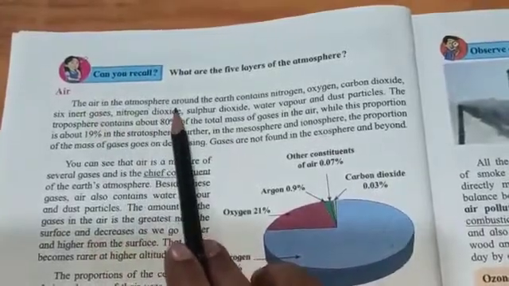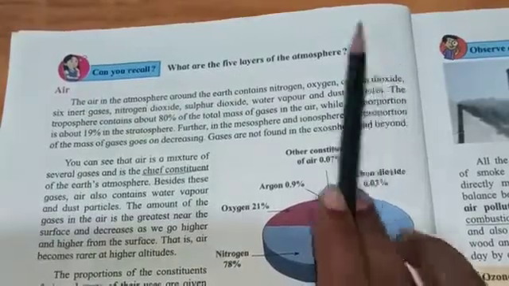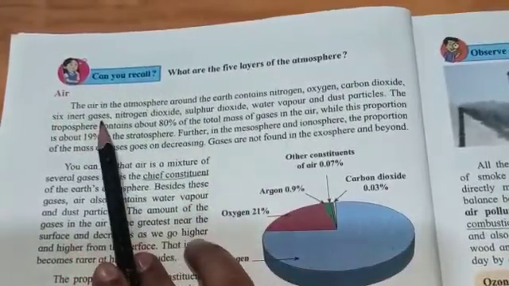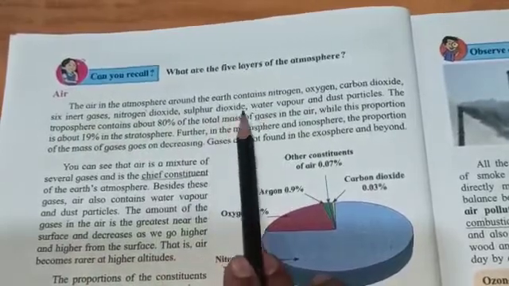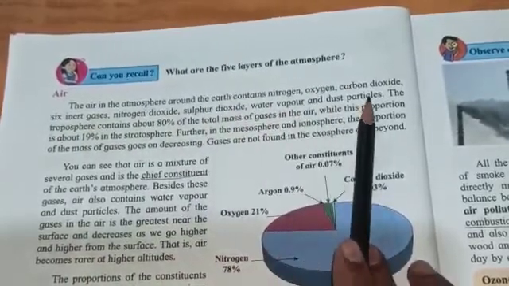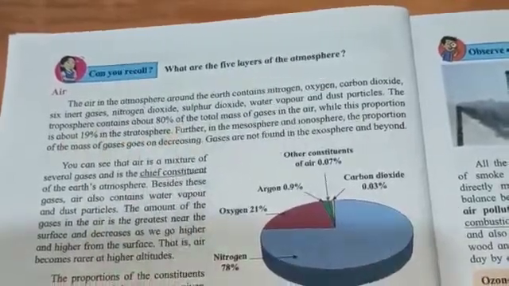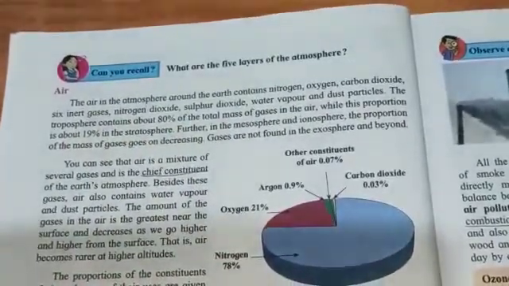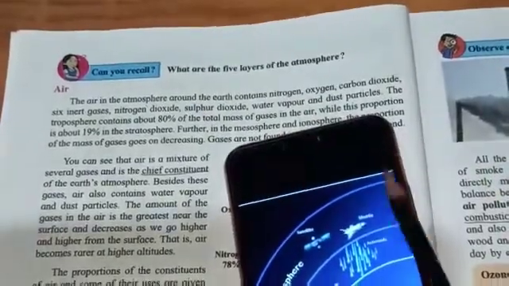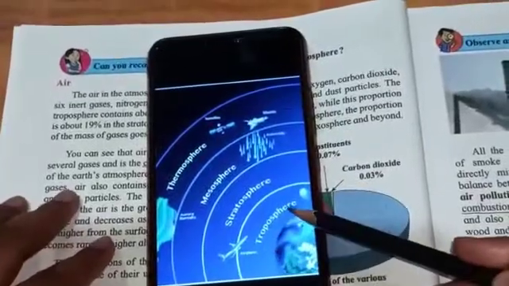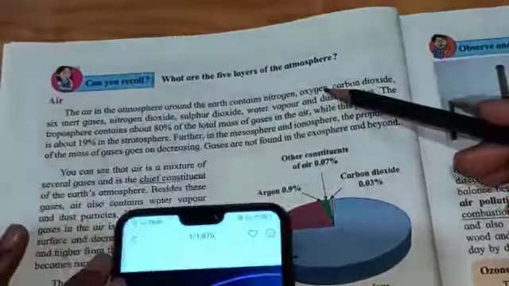The air in the atmosphere around the earth contains nitrogen, oxygen, carbon dioxide, inert gases, nitrogen dioxide, sulfur dioxide, water vapor and dust particles. The troposphere contains about 80% of total mass of gases in the air. Okay, so this is the troposphere, and it contains 80% of all these gases.